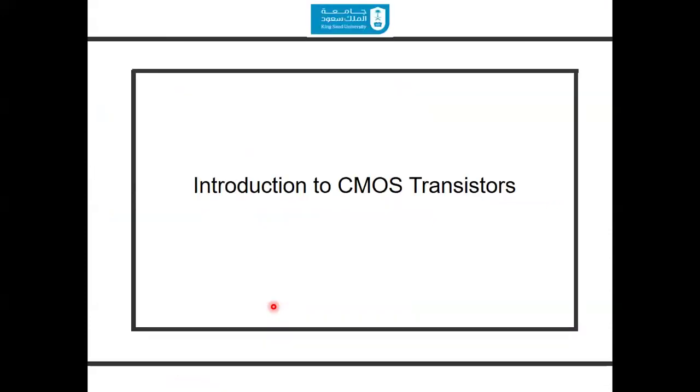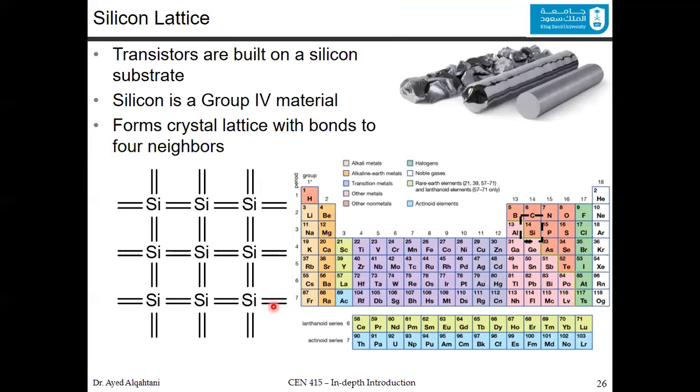Now, at this level, we will talk about the introduction to the CMOS transistor. So now we will talk more about transistors and how to work with them. So we have the silicon lattice. All transistors are built using silicon. So transistors are built on a silicon substrate. Silicon is actually in group number 4. This is a group 4 material, which is here, as you can see. This is group number 4.